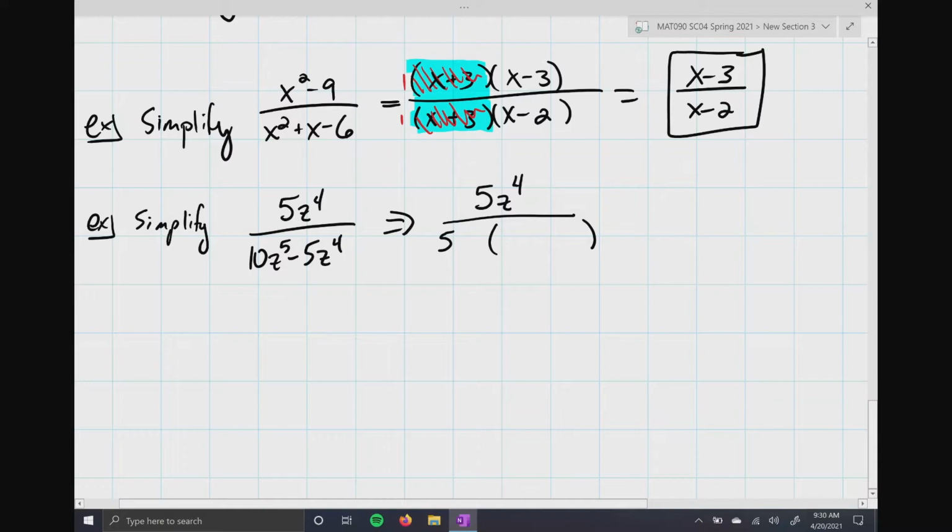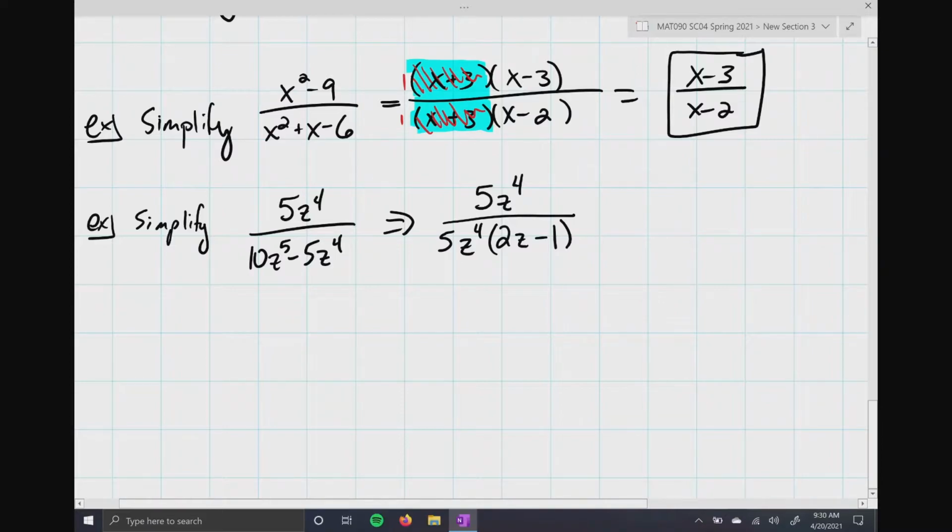Then I look at the variables. Z to the fifth and z to the fourth. I take the smaller exponent out. So z to the fourth. What's left over is going to be 2z minus 1. And now, are we all on the same page?